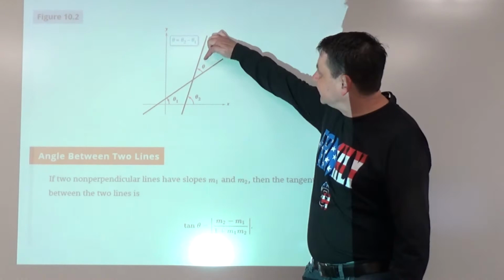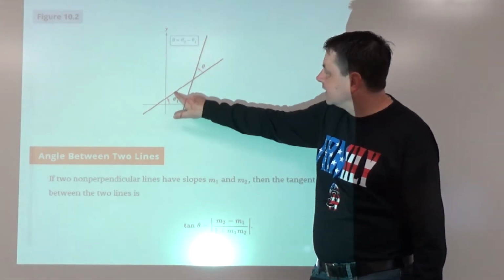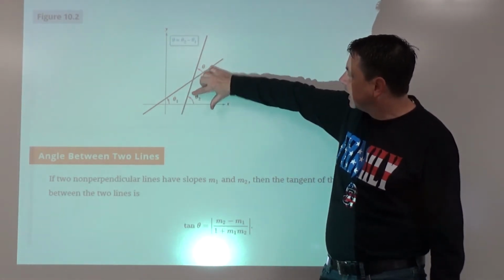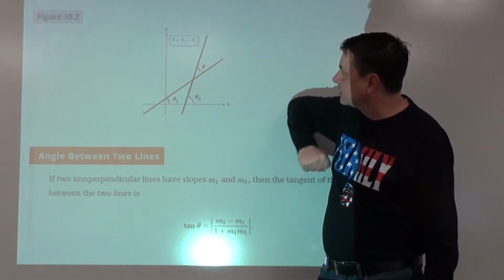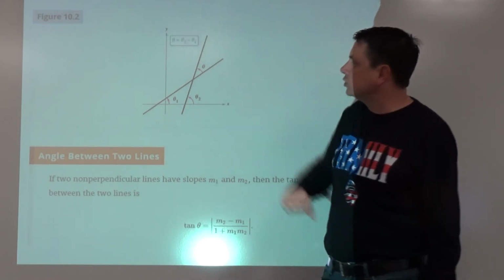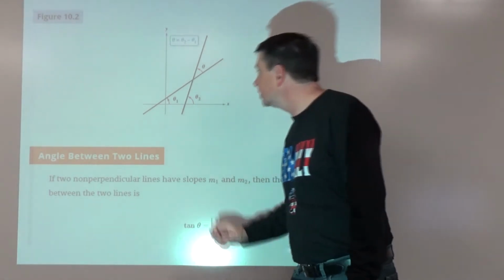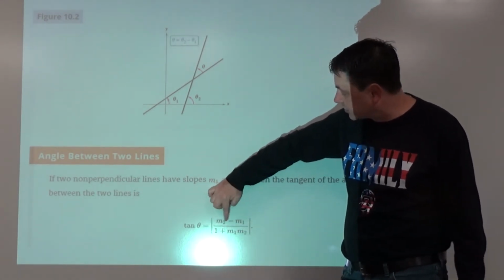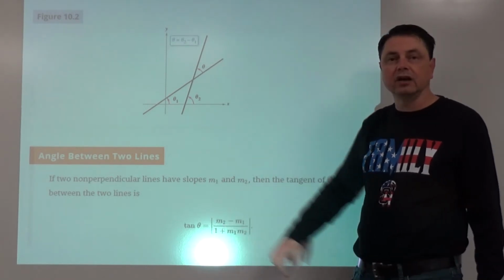We can also find the angle between two lines. So if the angle between the first line and the x-axis is theta 1, and the angle between the second line and the x-axis is theta 2, then theta is going to be the difference between theta 2 and theta 1. So it turns out that the tangent of theta is going to be the absolute value of the difference of the slopes of the two lines divided by 1 plus the product of the slopes.